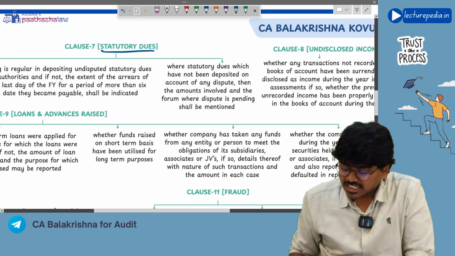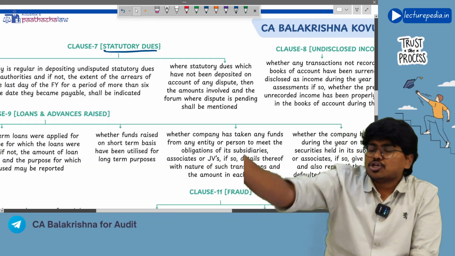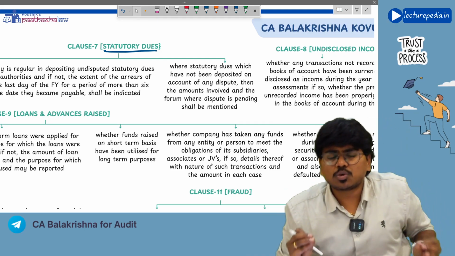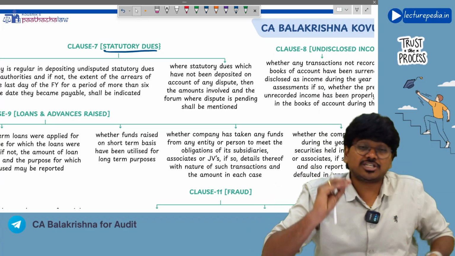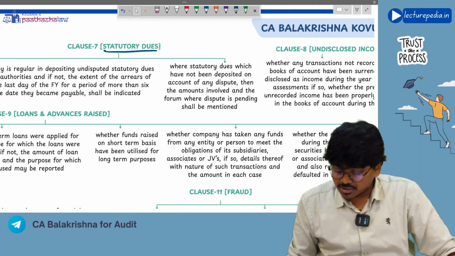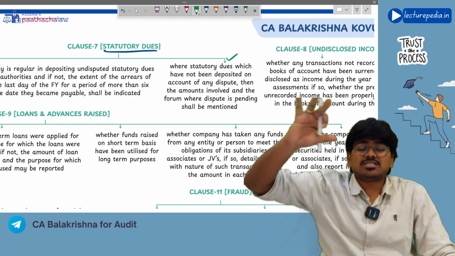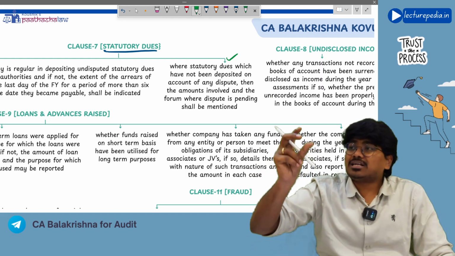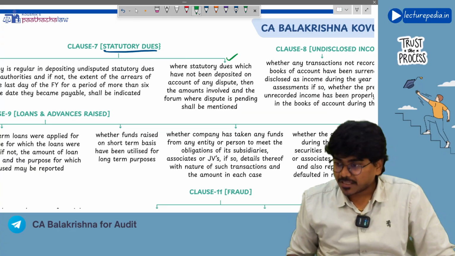Next, with respect to disputed statutory due, that means the government is saying that you have to pay 10 lakh rupees, but the company is saying that no, my liability is only 5 lakh rupees. Like this, there is a dispute going on between the company and the government, that becomes a disputed statutory due. So in case of disputed statutory due, the auditor needs to report with which authority, that is with which forum, that dispute is pending, and what is the amount involved in such a dispute. Got it? That has to be reported.